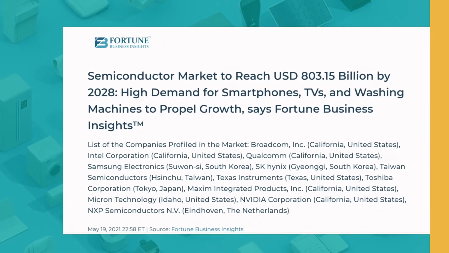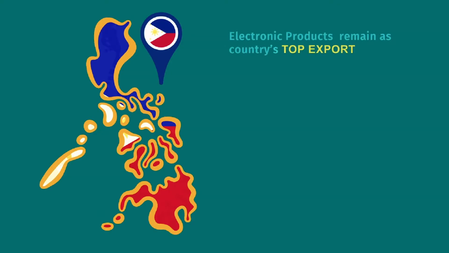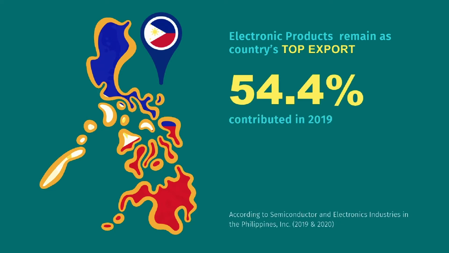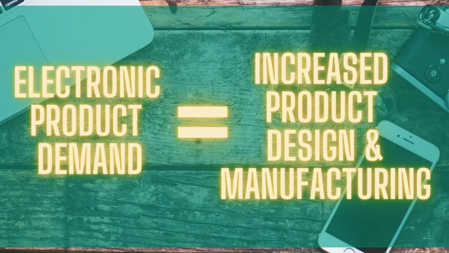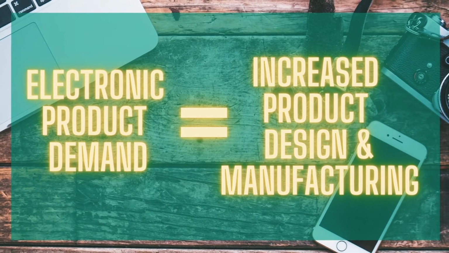Growing global population and urbanization, together with rising disposable income, will increase the demand for consumer electronics products. In the Philippines, electronic products continue to be the country's top export, which accounts for about 54% of the total exports revenue in February 2019, and 56% of the total exports in January 2020. More demand for electronic products equals more design plus manufacturing needed in a short span of time.